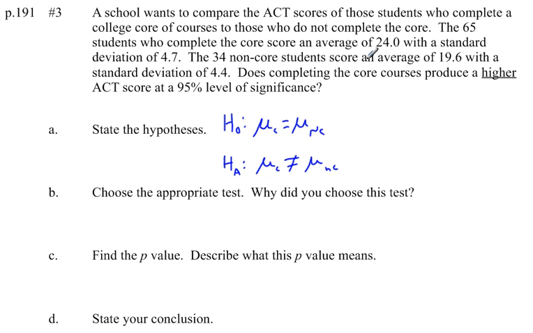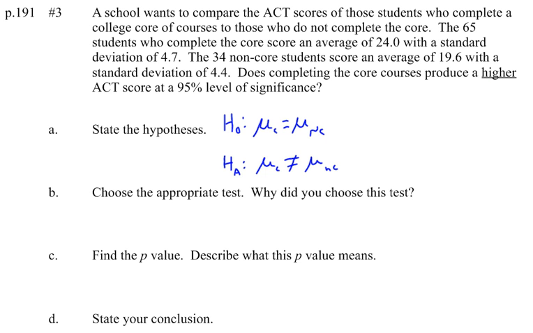Okay, let's read the rest of the problem. So we've got 65 students who complete the core, and they score an average of 24.0 with a standard deviation of 4.7. Now we've got 34 students who don't complete the core. They have an average ACT score of 19.6 with a standard deviation of 4.4. So the question is, does completing the core courses produce a higher ACT score at a 95% level of significance?